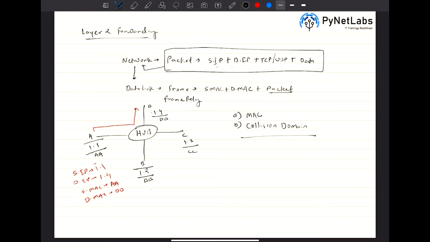Now, I expect that you might have heard about both the terms: what's a MAC address and what's a collision domain, and you might also have studied it in your CCNA studies. But just to revise, a MAC address is a 48-bit address split into six octets. You cannot really call them octets because they're hexadecimal, so when you think about a MAC address, it's 48 bits of hexadecimal address.